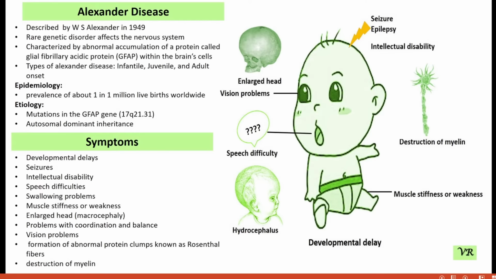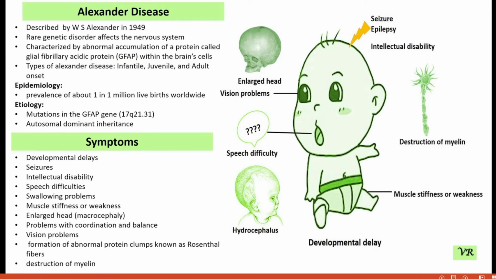Alexander's disease is a rare, progressive neurological disorder that primarily affects the central nervous system, particularly the brain's white matter. It was first described by W. S. Alexander in 1949.